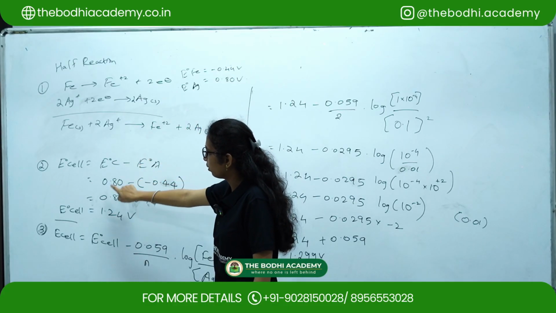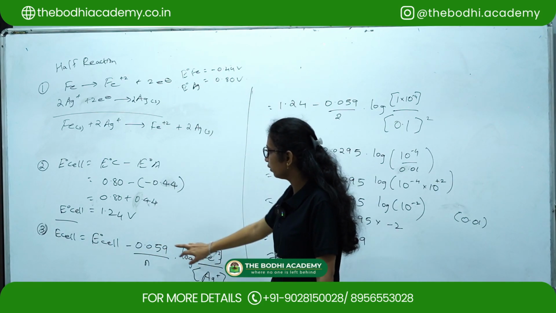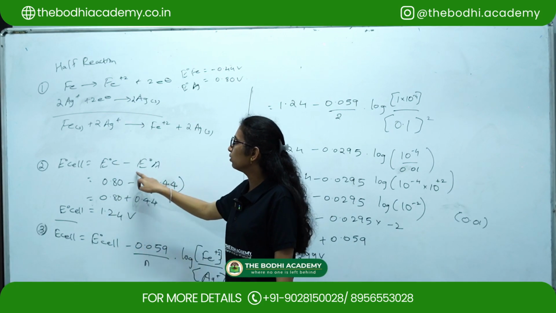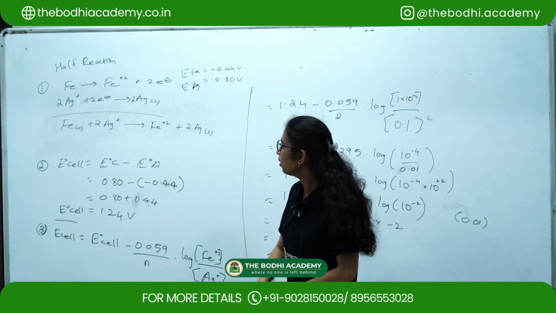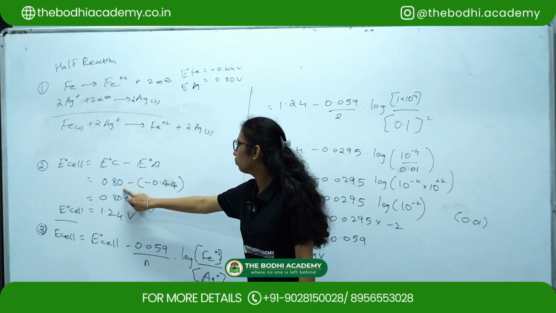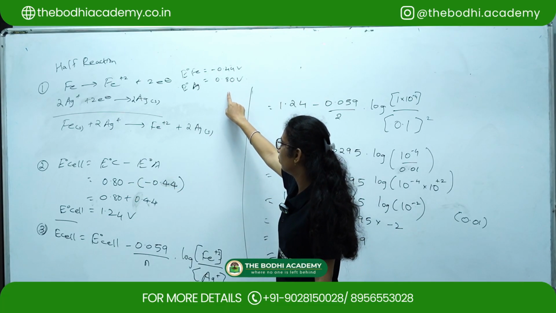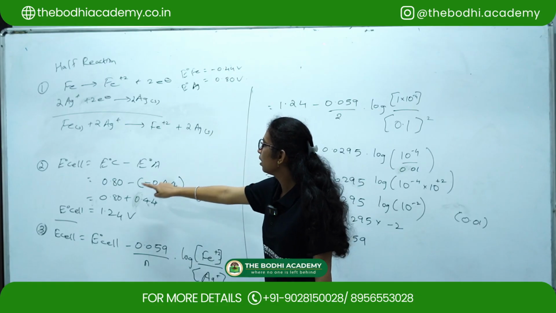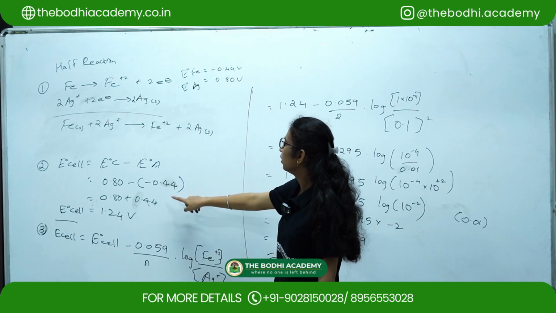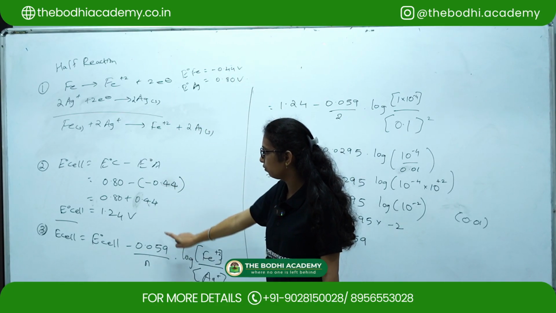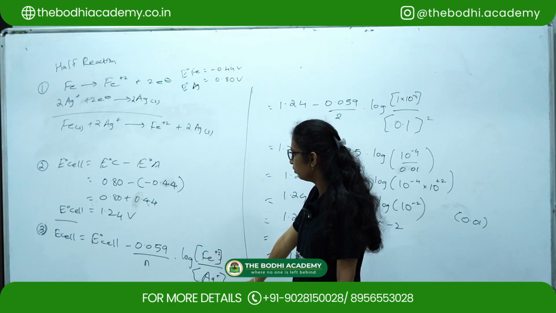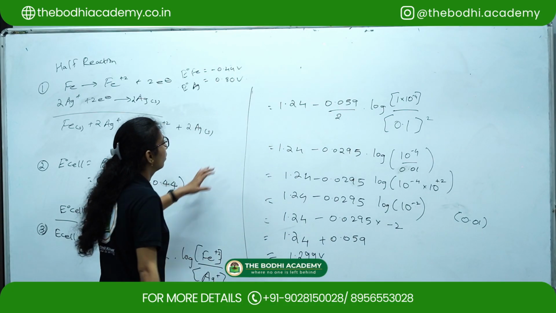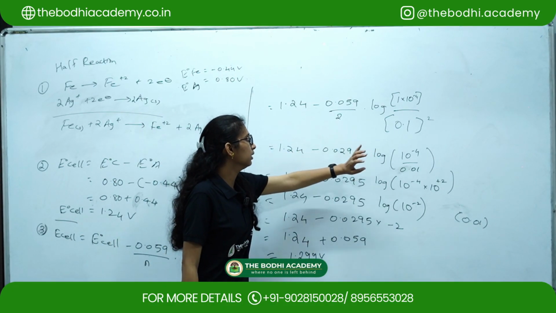Then, to calculate the EMF, this is the formula. So you have to calculate the E0 cell. E0 cell is equal to E0 of cathode minus E0 of anode. E0 of cathode is 0.80, this is your cathode, which is undergoing reduction, minus your anode. And it's minus plus, you will get 1.24 volt as the E0 cell. Substitute the values in this formula. Okay, 1.24, you will get this.